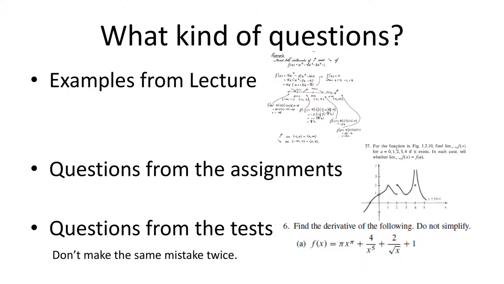Let's see, this is the function in the figure. Find the limit as x goes to a for 0, 1, 2, 3, 4, if it exists, and in each case, tell whether. So again, you should be able to quickly look at this. It exists at 0, it exists at 1, it doesn't exist at 2, it does exist at 3, and it doesn't exist at 4. And again, we should know what our different discontinuities are. This is a jump, this is an infinite discontinuity.